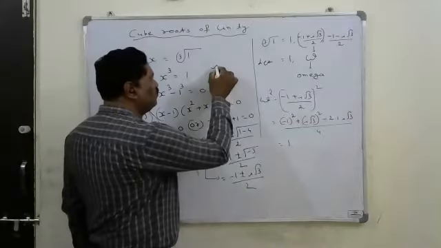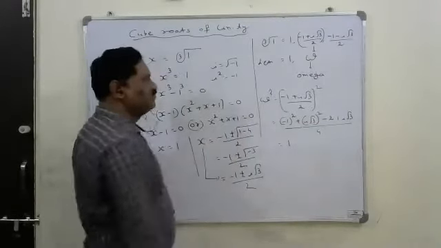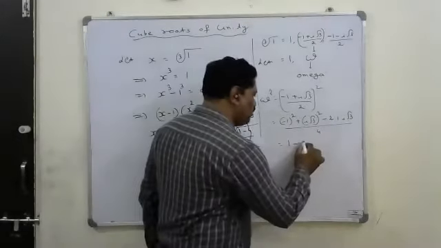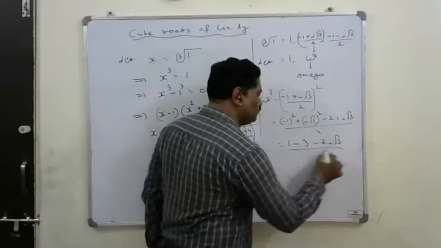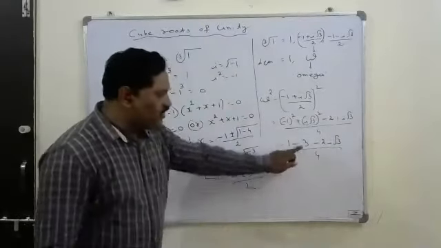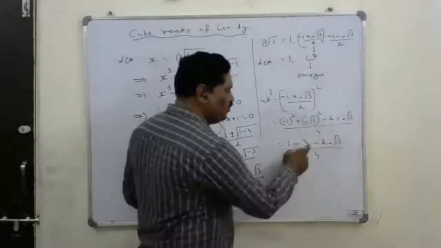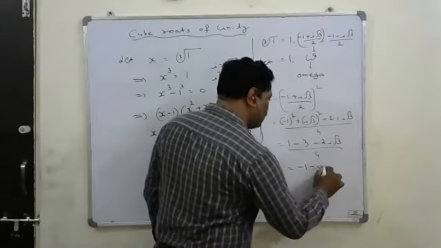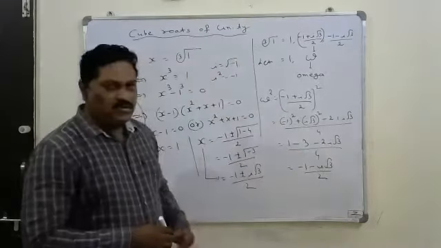i is equal to root over minus 1. Then i square is equal to minus 1. So minus 1 into root 3 whole square is 3, so 1 minus 3, minus 2i root 3 by 4. Right. 1 minus 3 is minus 2. From both we can take 2 common, so minus 2 by 4, cancel. Then what will we get? Minus 1 minus i root 3 by 2, we will get, right?